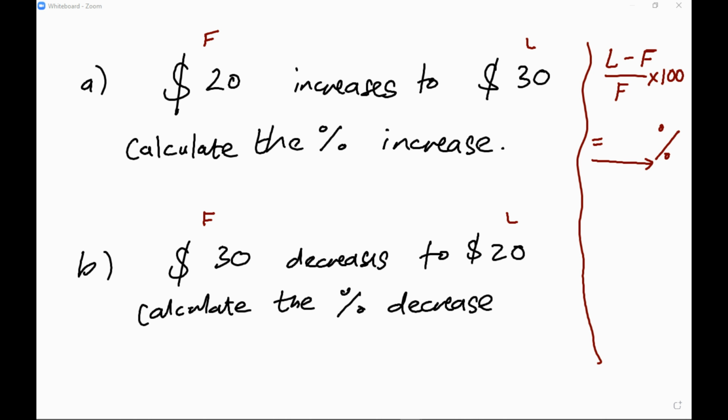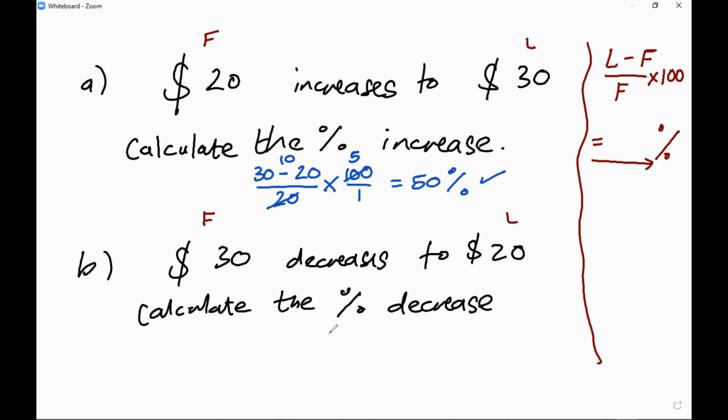So let's substitute it into the formula now. The first thing we got here is the last value is 30, minus my first value, which is 20, divided by the first value, which is 20, multiplied by 100, over 1. 20 goes into 100 five times, and 30 minus 20 is 10. 10 times 5 is 50. So this one here is a 50% increase.